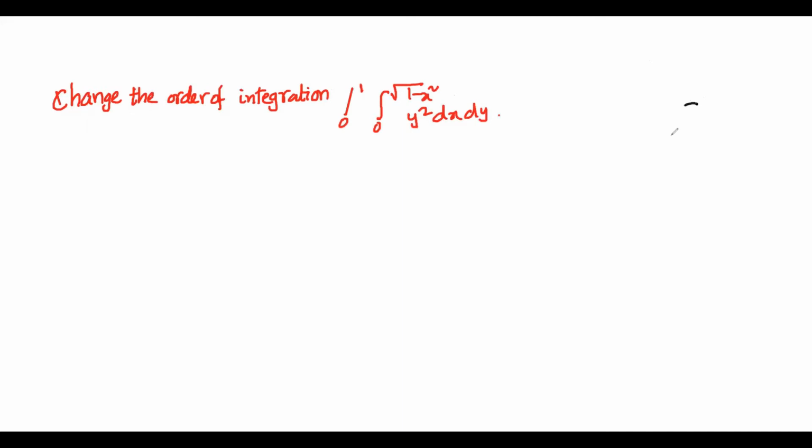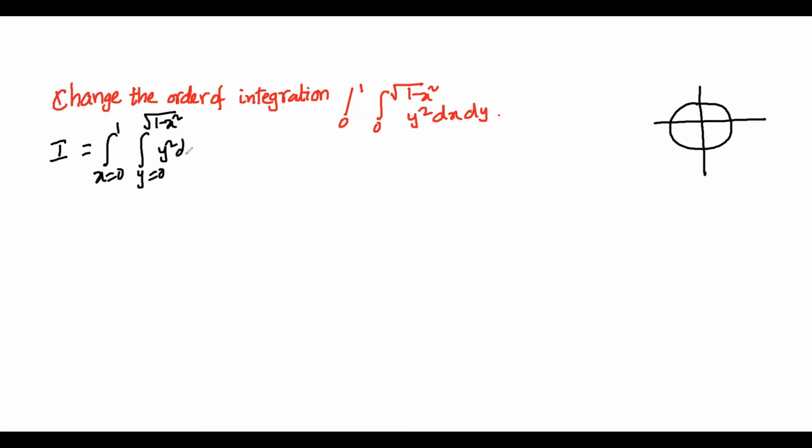For example, there is a circle over here, x-axis, y-axis. Now here, the square root of 1 minus x square is given. Now let's integrate. Integration I is equal to integral x is equal to 0 to 1, integral y is equal to 0 to square root of 1 minus x square, y square into dy dx.